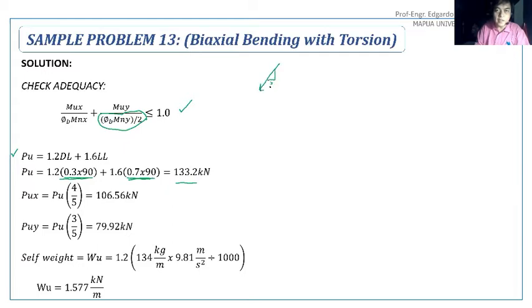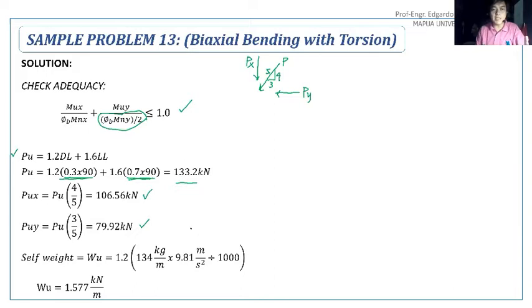Naka-incline siya, so ang slope niya is 3 horizontal, 4 vertical, so 5 yung triangle. So we're going to get the vertical component. Yung vertical component, tinawag ko siyang P sub x. Tapos yung horizontal component, tinawag ko siya as P sub y. P sub x kasi siya yung magiging vertical component that will cause bending about x. Tapos yung P sub y naman, kasi siya naman yung magko-cause ng bending about y. So yung P sub x would be P sub u multiplied by 4 over 5. Tapos yung P sub y, P sub u times 3 over 5, the components.